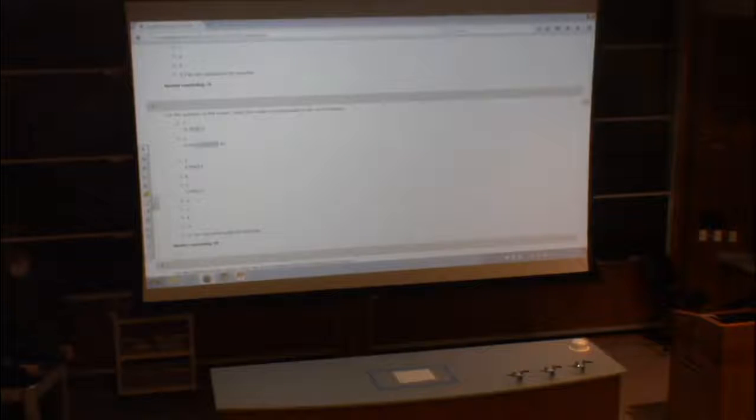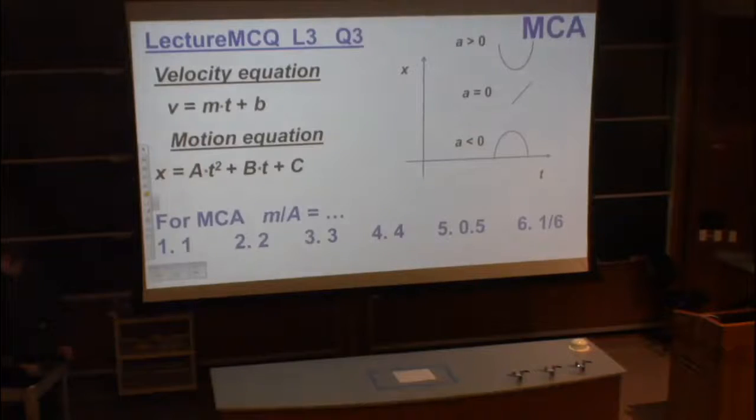Answer two is correct. Because again, this is supposed to be the acceleration from a physical point of view, and this is supposed to be acceleration over 2. So m over a equals acceleration over a half of the acceleration. That's it.